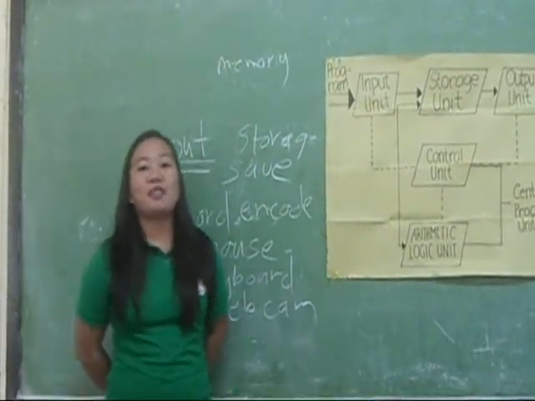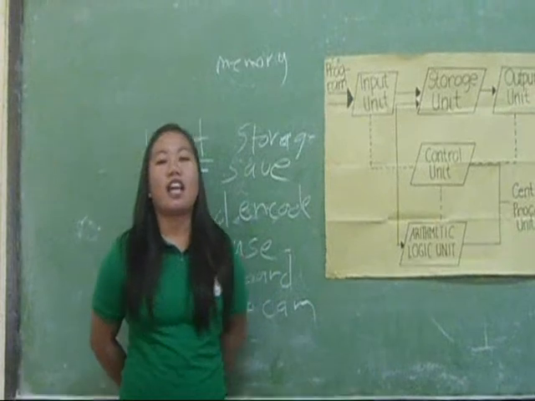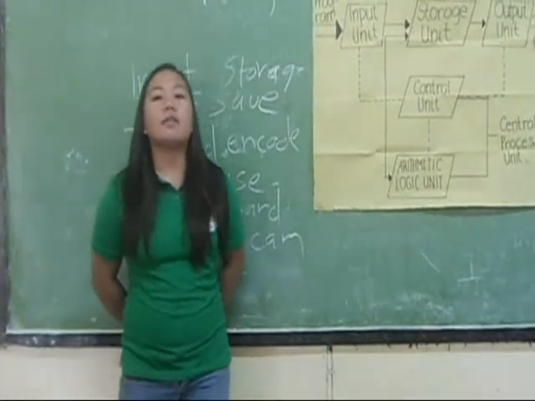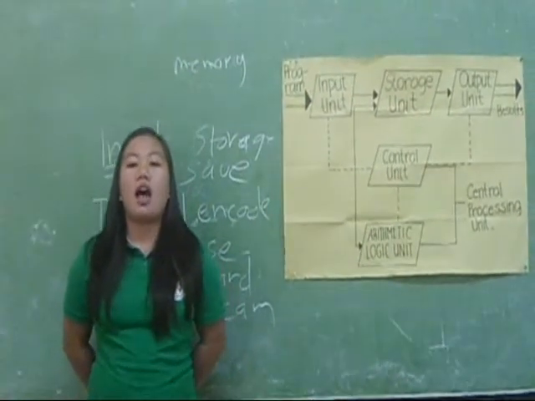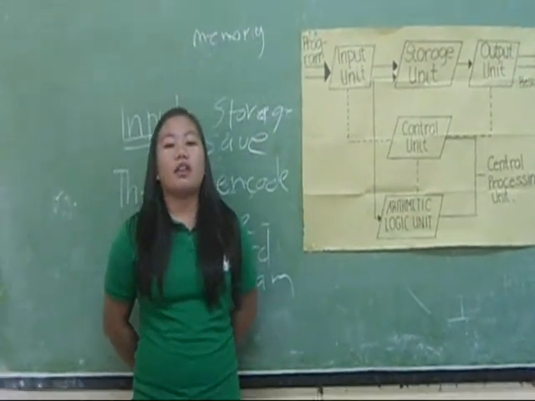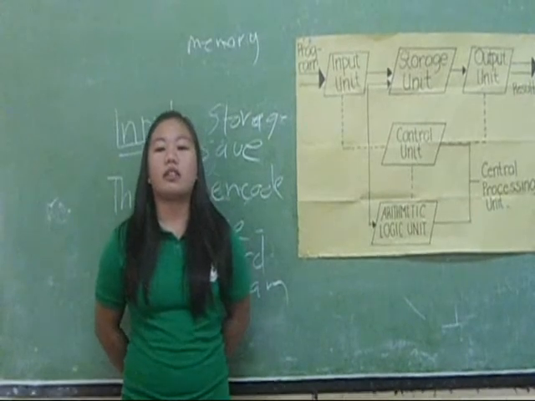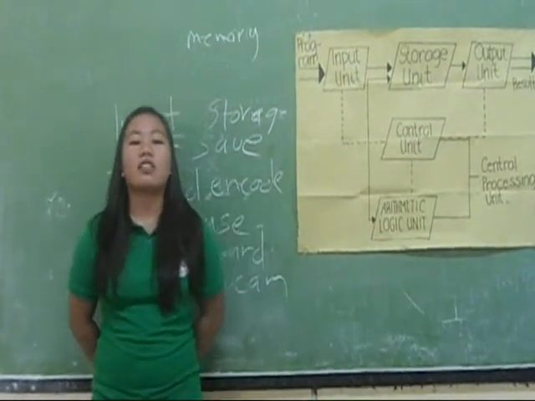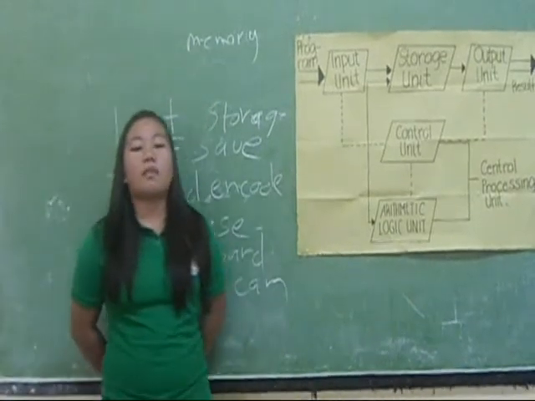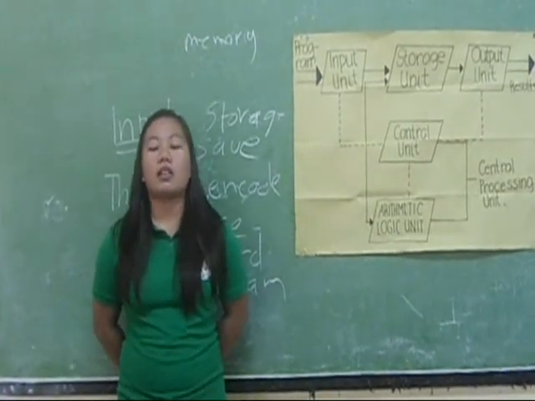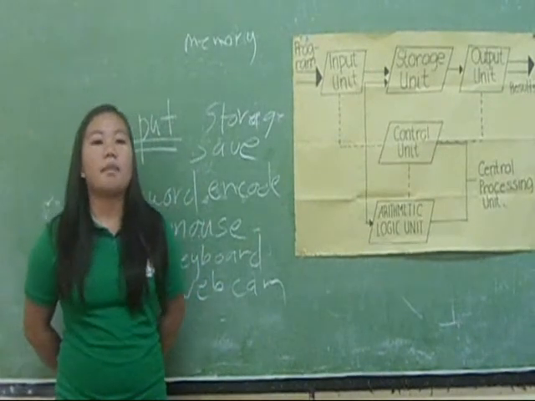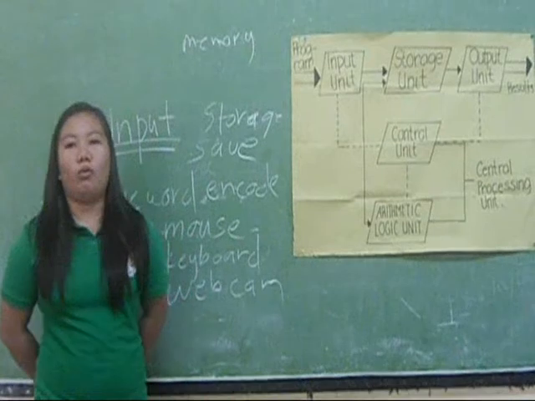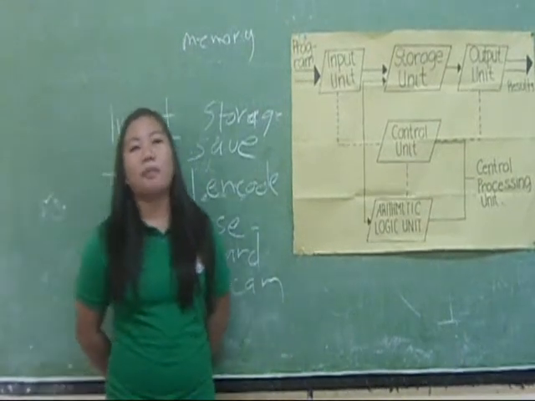Processing. The task of performing operations like arithmetic and logical operations is called processing. The central processing unit takes the data and instruction from the storage unit and makes all sorts of calculations based on the instruction given and the type of data provided. It is then sent back to the storage unit. Examples of processing are the CPU, RAM.